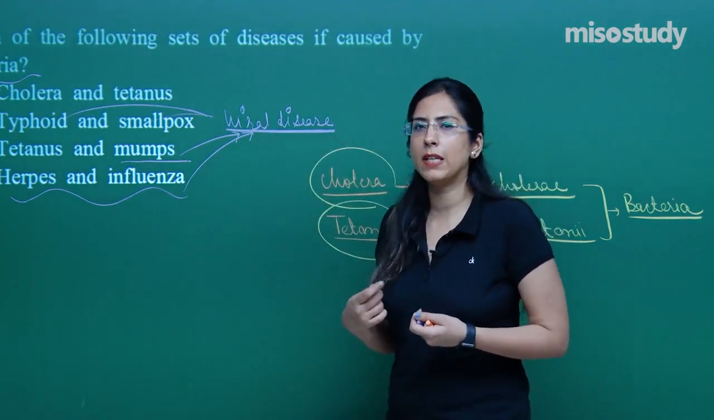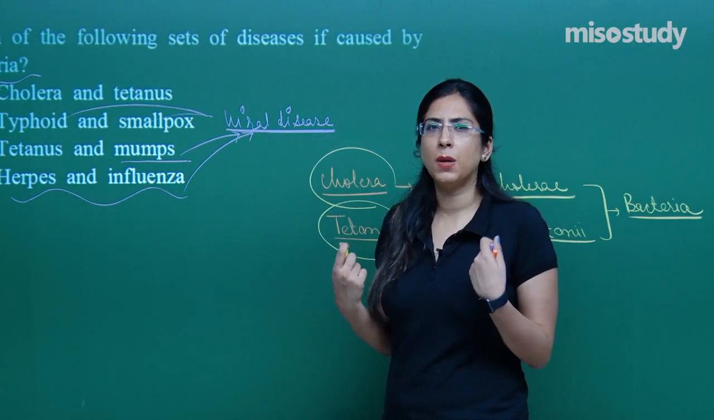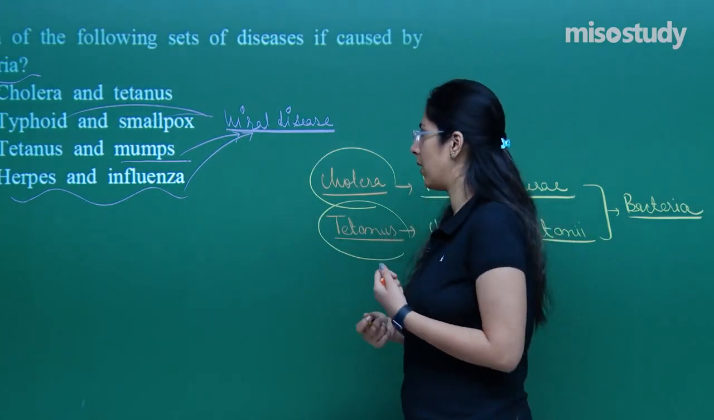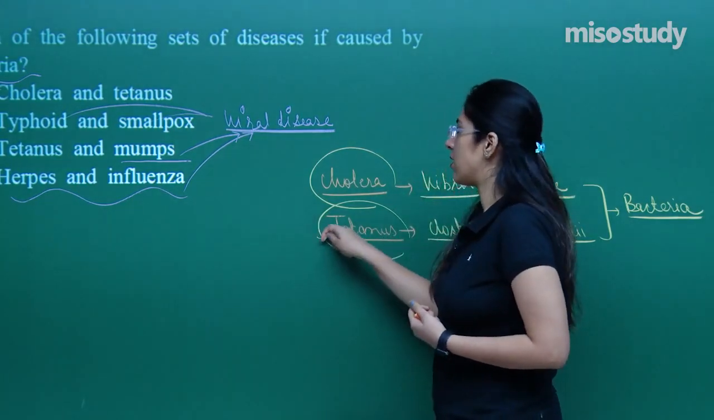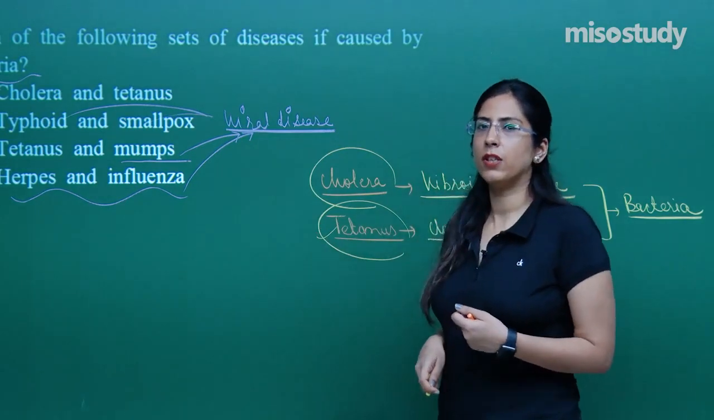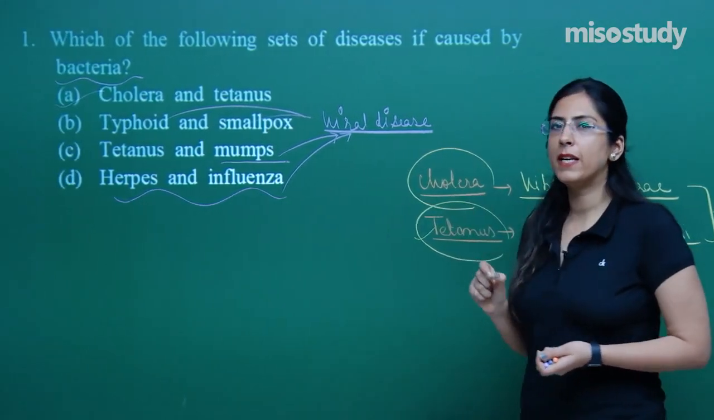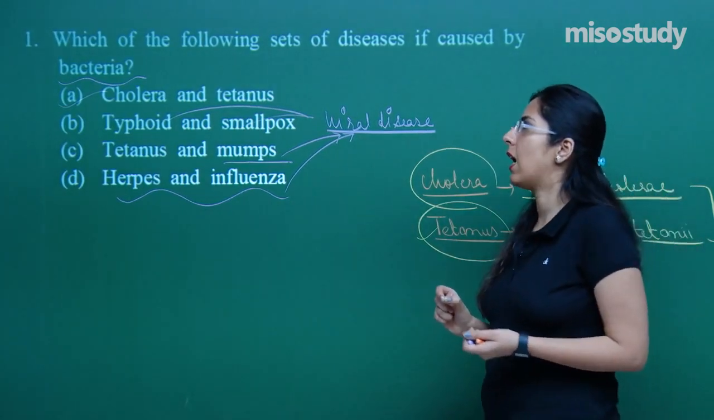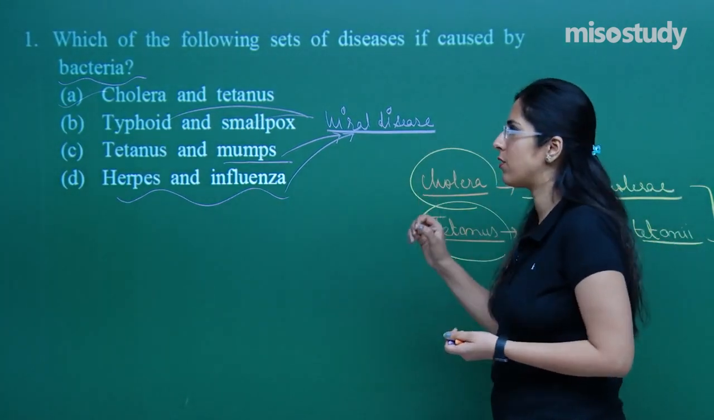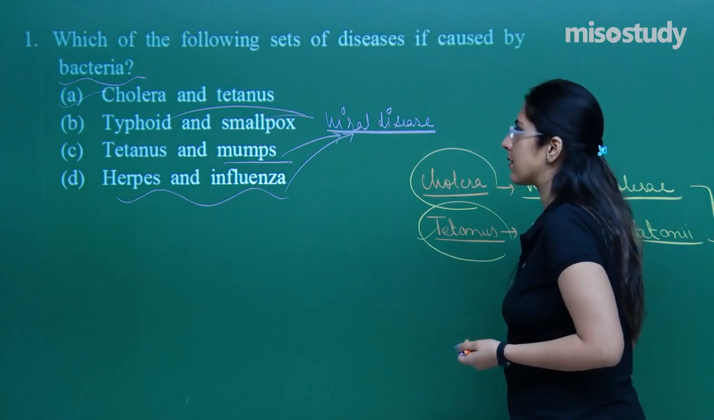So whenever you get any kind of scratch or graze like that, the doctor always suggests you go for vaccination, the tetanus vaccination. So the correct answer as per the bacterial diseases considered are cholera and tetanus. Rest all are viral diseases.